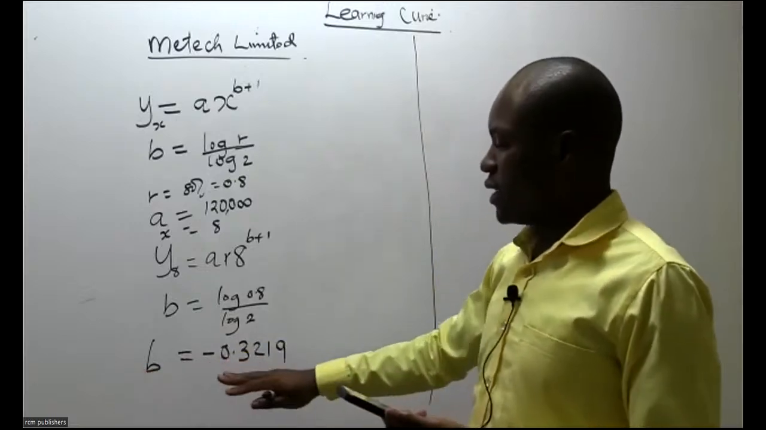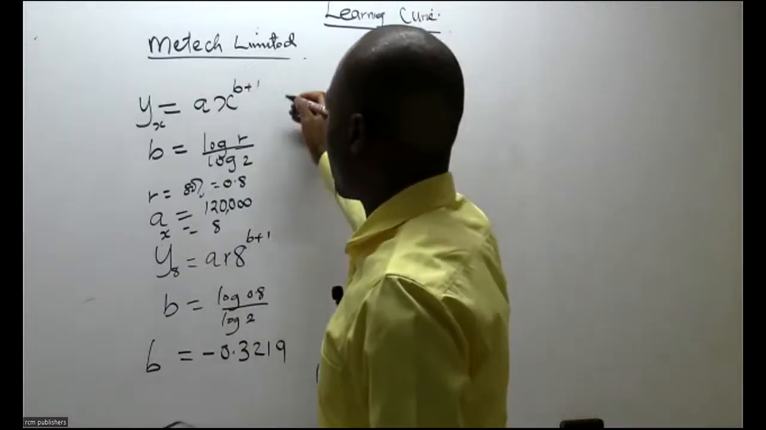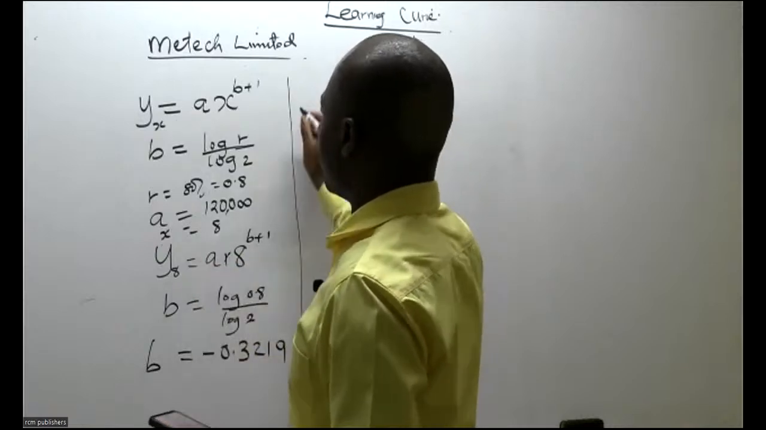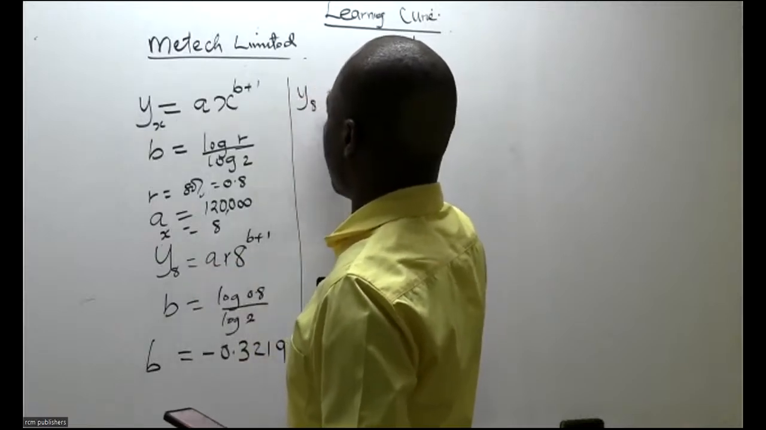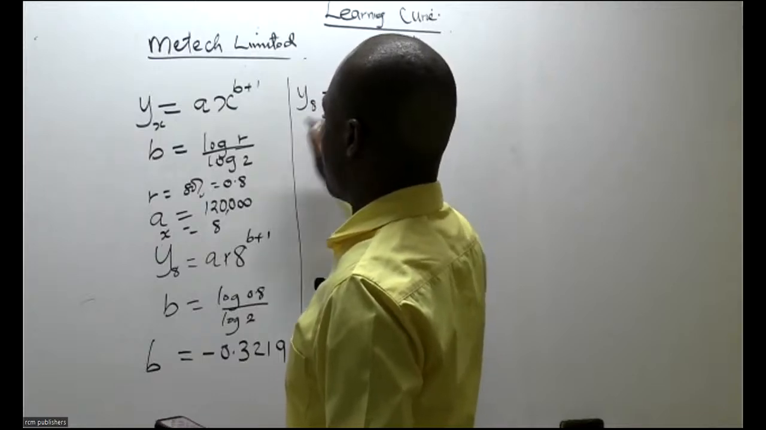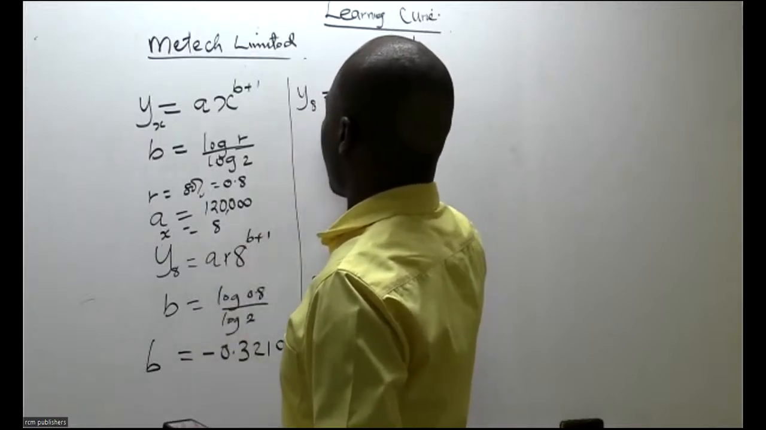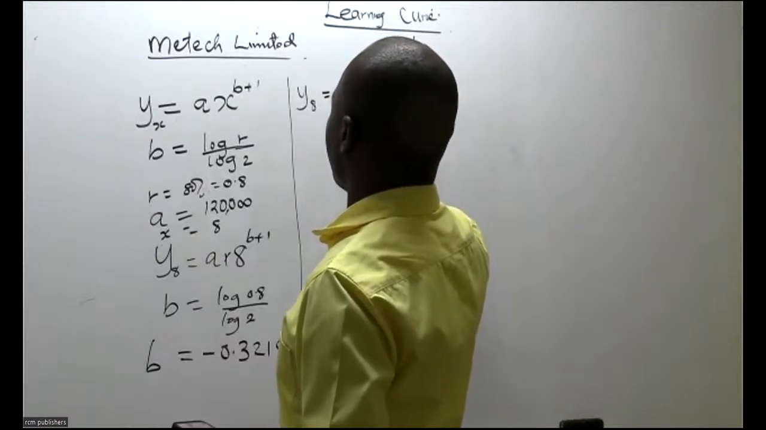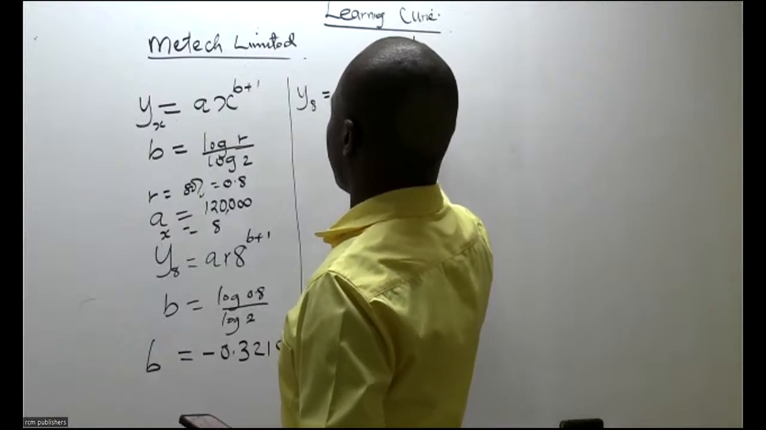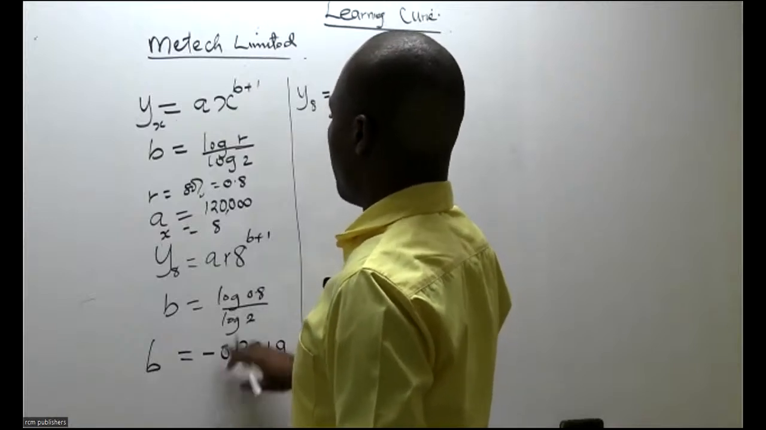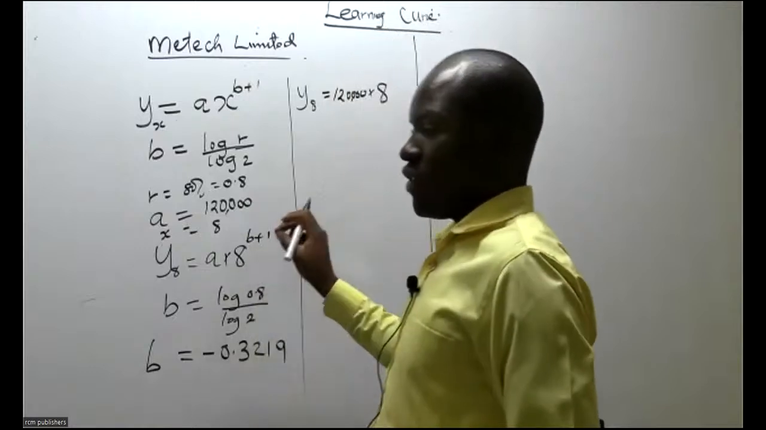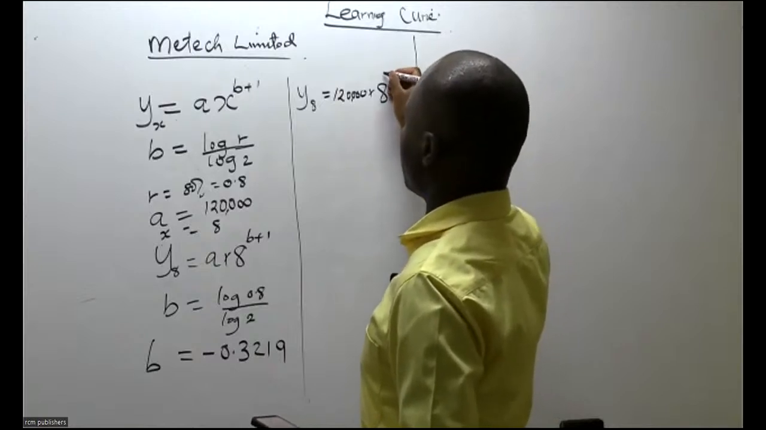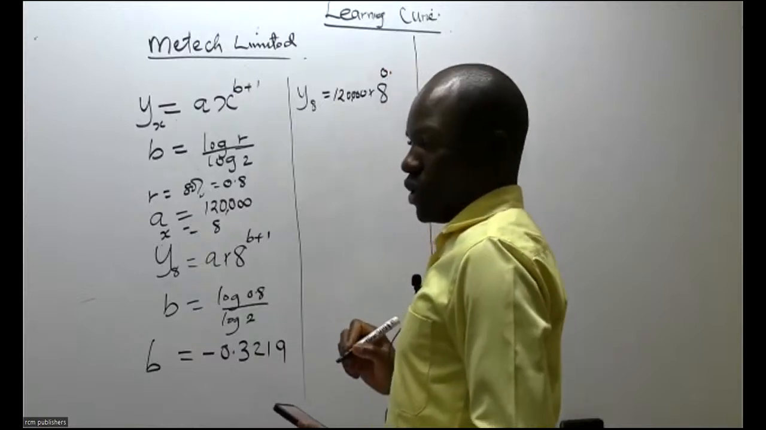After getting the value of b, we now go ahead to calculate our y for the first 8 batches. We are supposed to have a, which is 120,000, multiplied by 8 raised to the power of this one here plus 1. So b plus 1, whatever you're getting in the calculator plus 1, what will you have? It will be a positive. What will you have?